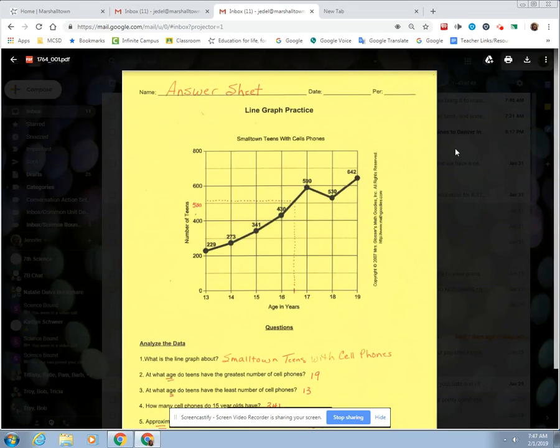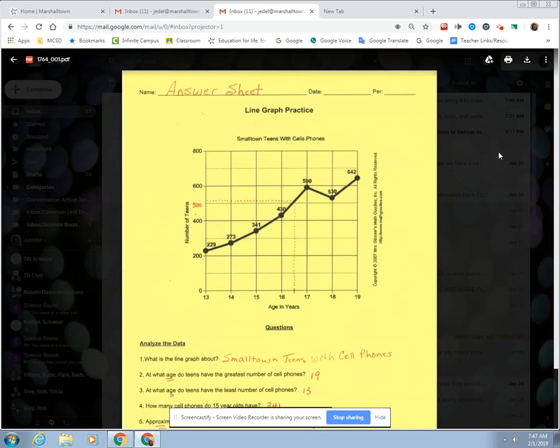Hello, everyone. I wanted to explain some of the answers for the line graph practice worksheet that you did, seems like forever ago now. But if you handed it in, I'm going to get it back to you and put it in my grade book for practice. But let's just take a look at this, and hopefully you can compare it with your answers and see what you might have done wrong or hopefully done right.